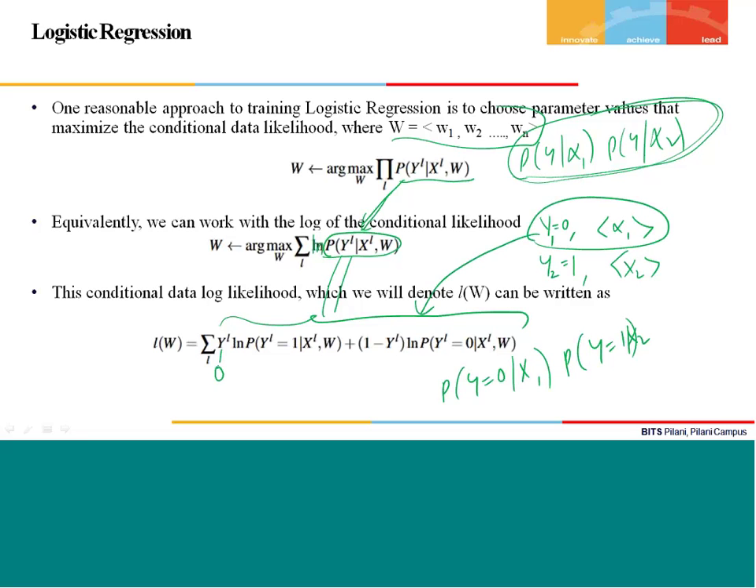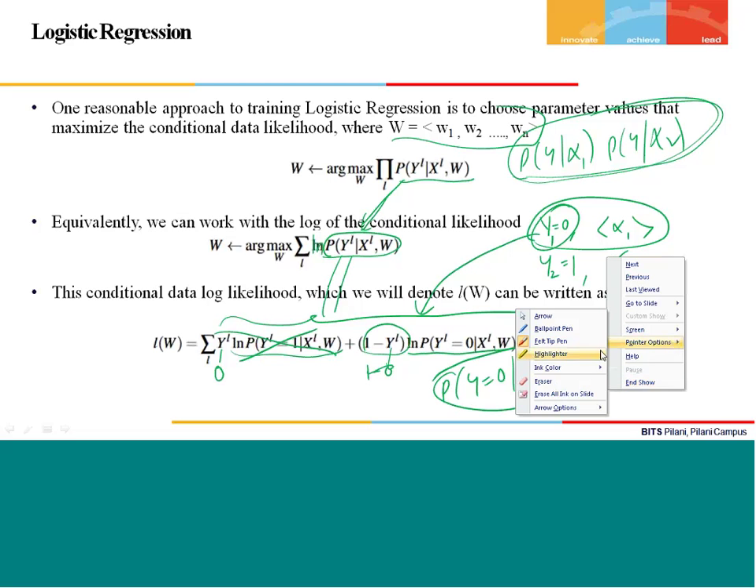Now when I multiply this expression with 0, it goes away. What will be left? It will be left with 1 minus yl. And what is yl here? Yl is 0. This y1 is 0, right? This is yl, so y1 is 0. So 1 minus 0 is 1. So I will be left with this expression here, right?